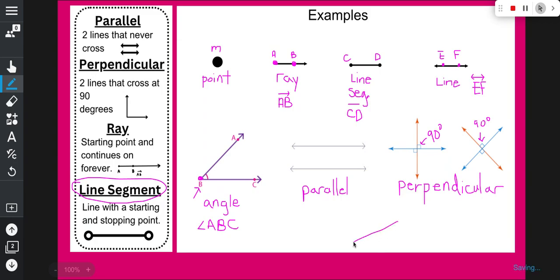If we have two lines or line segments that cross maybe something like this, they are not crossed at 90 degrees. We would call these ones intersecting lines, just like an intersection on a road. We have crossing lines. Sometimes they're at 90 degrees, but they might not be. So these could be intersecting lines. All right, moving on.